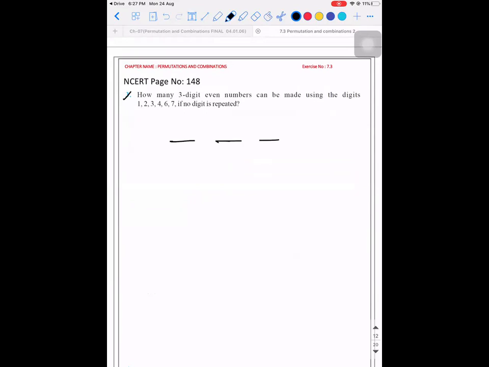So in those 3 blank spaces, your objective is to form an even number. If it has to be an even number, the units place can be filled with what all digits? 2, 4 and 6. This means it has 3 possibilities. Out of 2, 4, 6, if anything is used, then how many numbers are left in your hand?